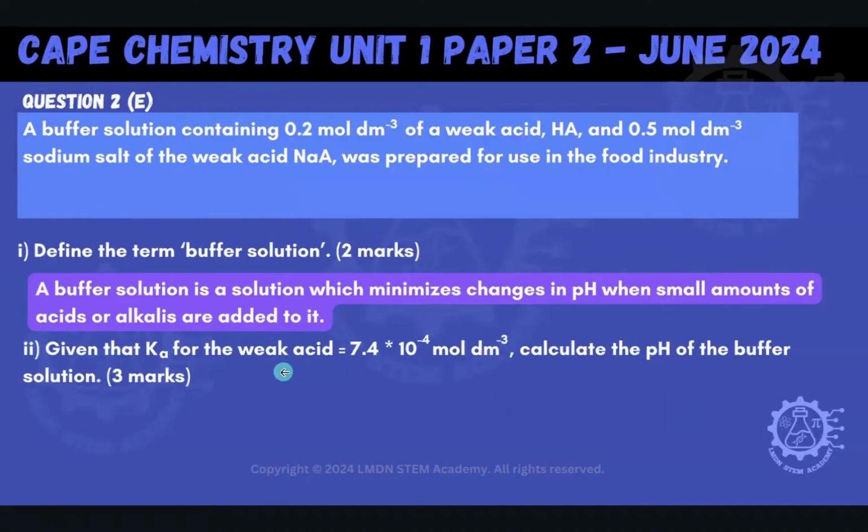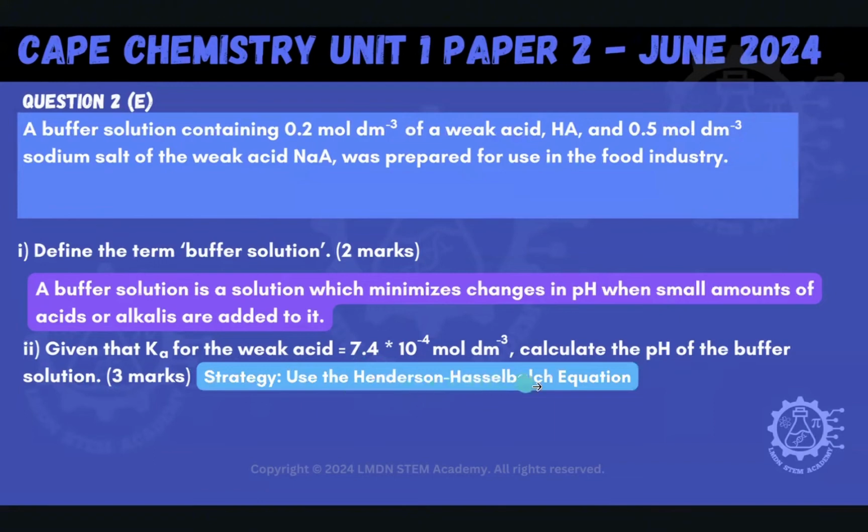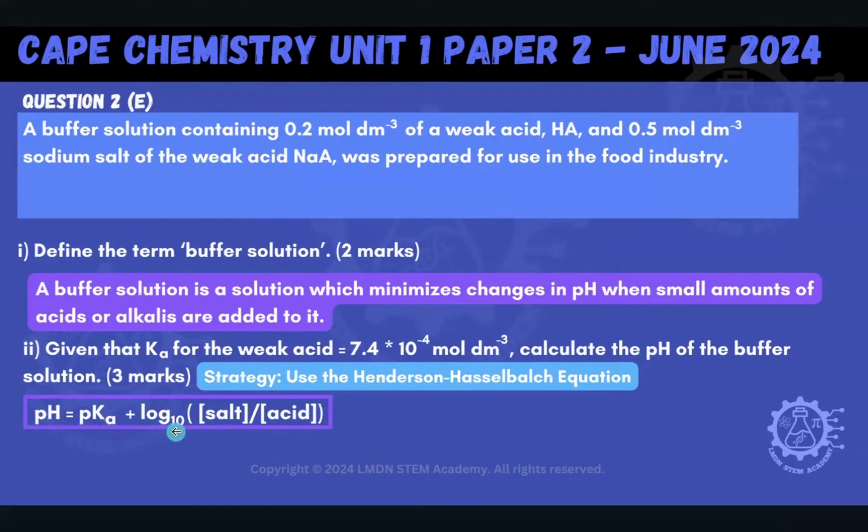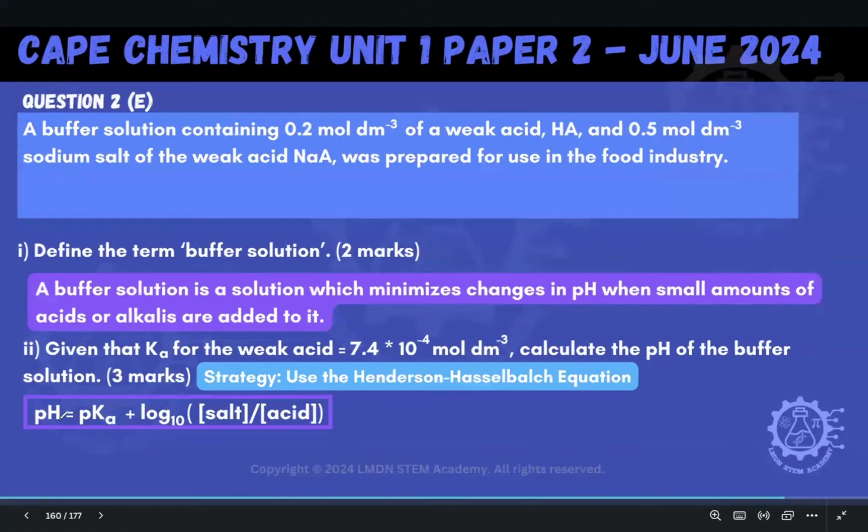Given that Ka for the weak acid is 7.4 × 10^-4 mol per dm³, calculate the pH of the buffer solution. So now we're calculating the pH of a buffer solution. The strategy that we're going to use is the Henderson-Hasselbalch equation. That is your master equation whenever you're calculating pHs of a buffer solution. Here's that equation. It says that the pH is equal to pKa plus log to the base 10 of the salt concentration divided by the acid concentration. So it's a ratio, right? And if we need to find pH, this is our unknown.